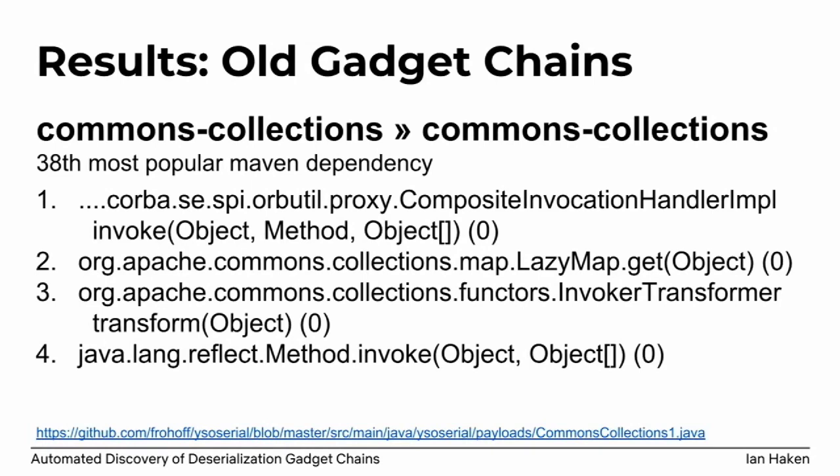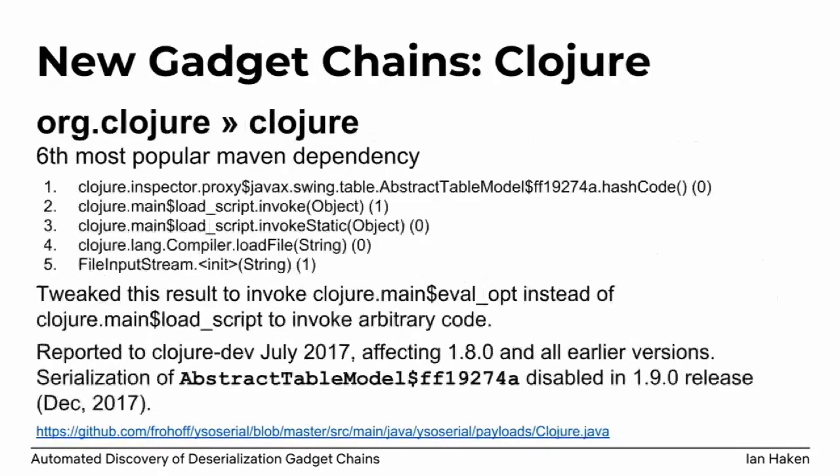You wrap something in a dynamic proxy, you get into the invocation handler entry point, you go to this lazy map in Commons Collections, and then you're able to do some reflection stuff and get somewhere interesting. So cool, found the Commons Collections gadget chain. It's doing something useful. The very first thing that Gadget Inspector discovered, though, was a gadget chain in Clojure.